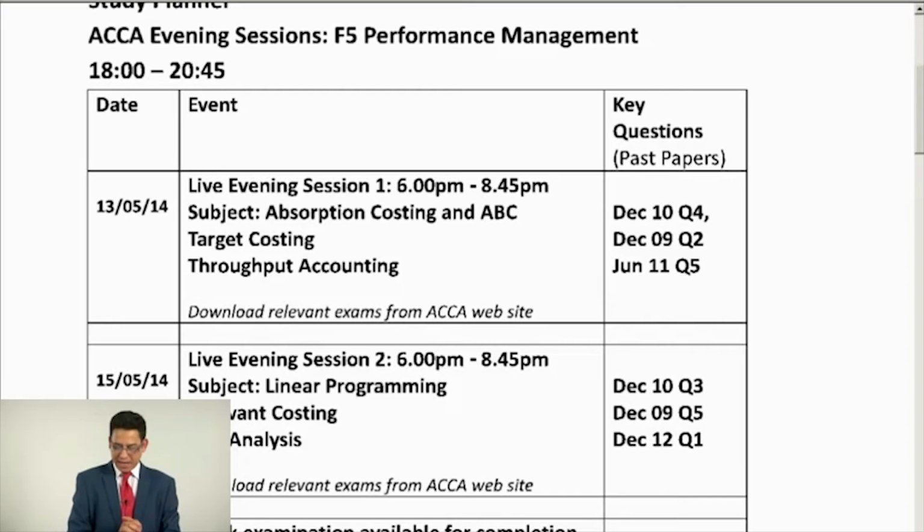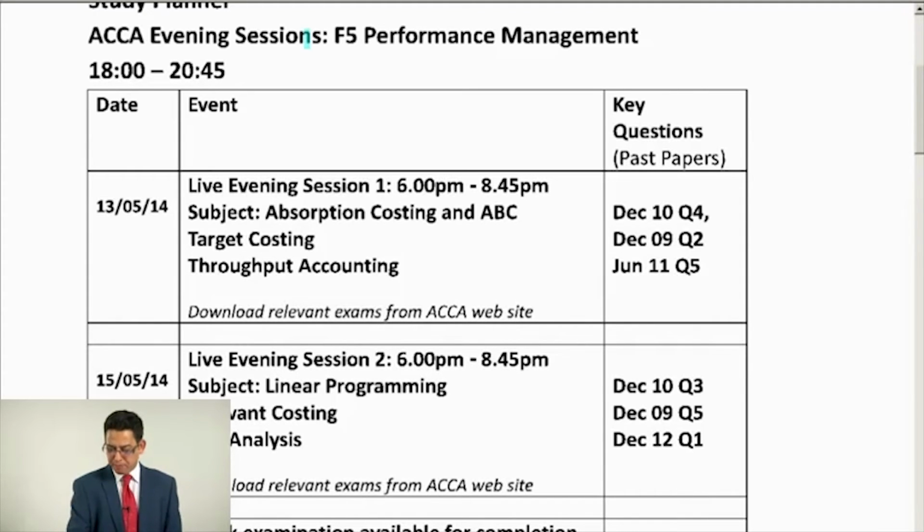Right, so here we go. Let's crack on to our revision course. The first topic I have picked up for your consideration is absorption costing and activity-based costing, which is very, very important this time around. So please make sure you get your hands around absorption costing and activity-based costing really well.